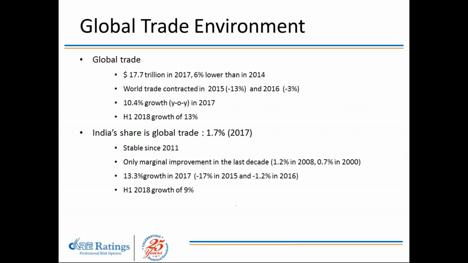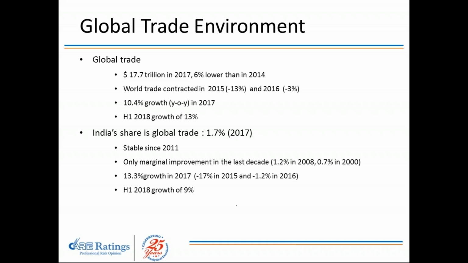Even though the Indian economy was one of the fastest growing emerging market economies, the country's export growth was negative in 2015 and 16, in line with the contraction in world trade, indicating that the country is not immune to global shocks. In 2017, India's trade grew by over 13%, which was higher than the global growth rate. For the first half of 2018, the growth has been 9%, which is lower than the global growth rate.